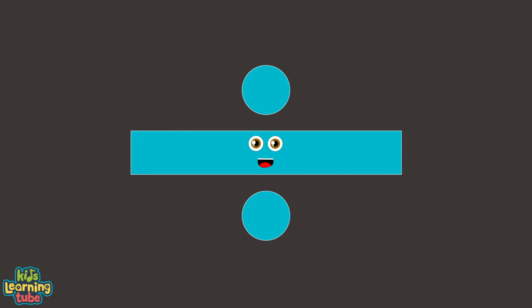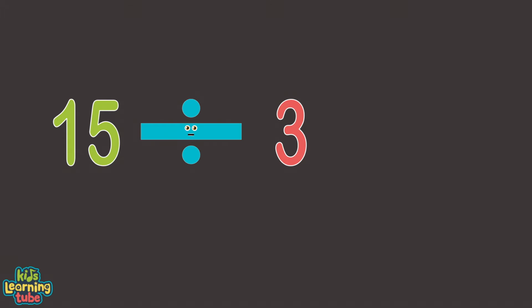I'm a division sign, you know. A short horizontal line with a dot above and another dot below. You can find me between two numbers that will attempt to divide. But before we start an equation, I'd like you to meet a friend of mine.